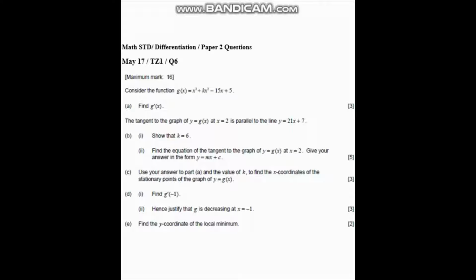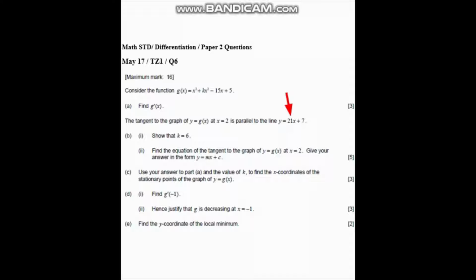Next, you are told that the tangent to the graph of y equals g of x at x equals 2 is parallel to the line y equals 21x plus 7. Show that k equals 6. So parallel is a key word here, and it means that they have the same slope. So g of x and the line have the same slope. So we should try to find the slope of either one of them, and of course the slope of the line is 21 because this is y equals mx plus c.